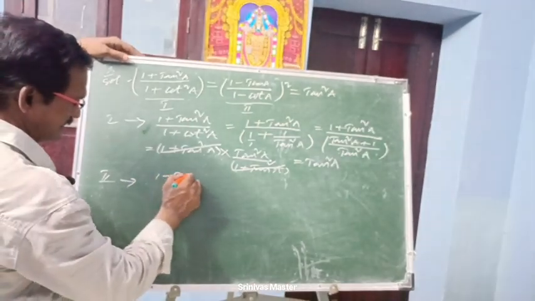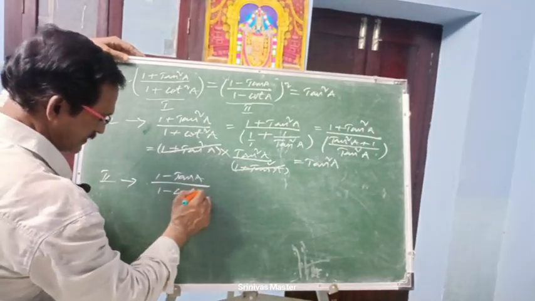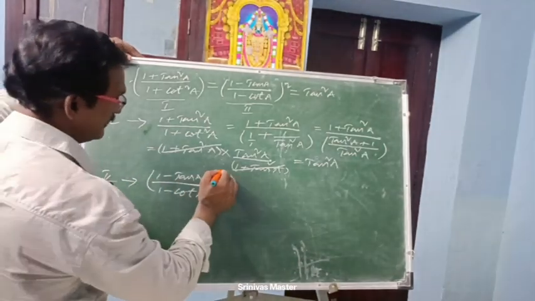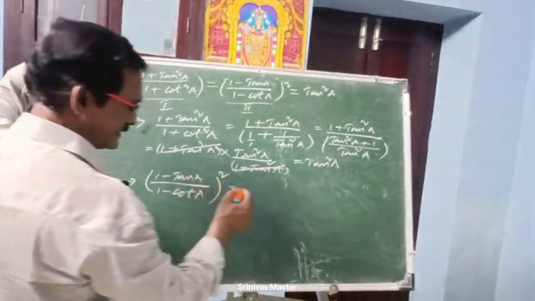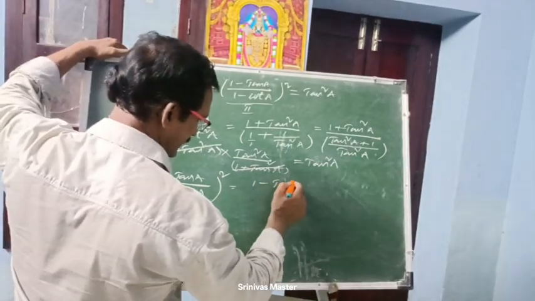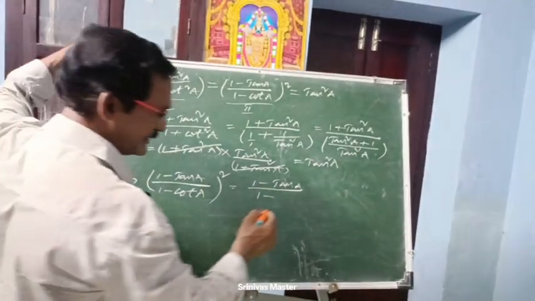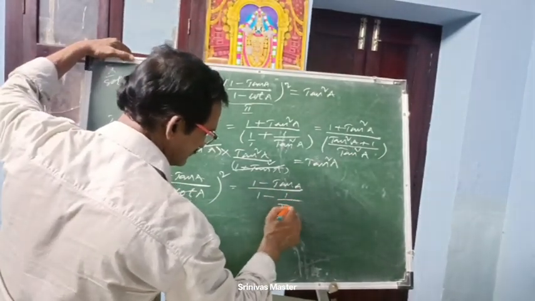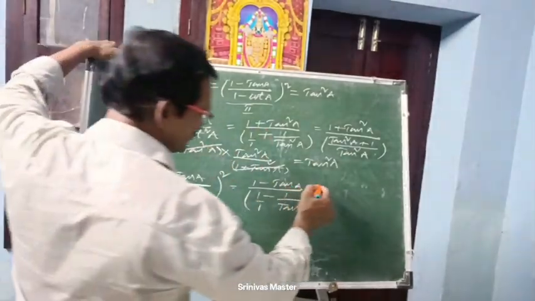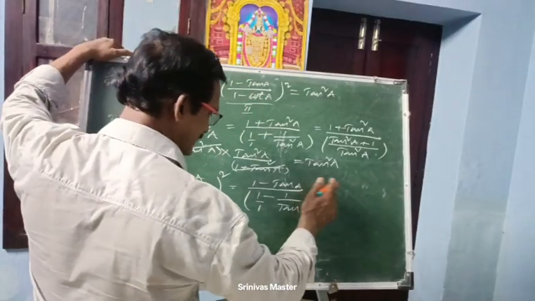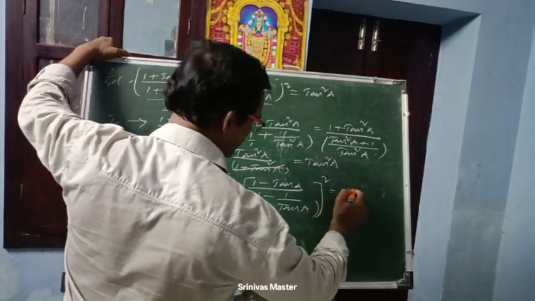1 minus tan A by 1 minus cot A, whole square. Same thing: cot A can be written as 1 by tan A. The numerator, keep as it is: 1 minus tan A by what will 1 minus cot A become? 1 minus 1 by tan A. Again, the same LCM. The whole square is there, children, that is very important. It is equal to 1 minus tan A.